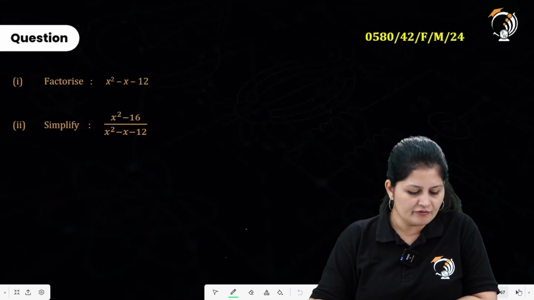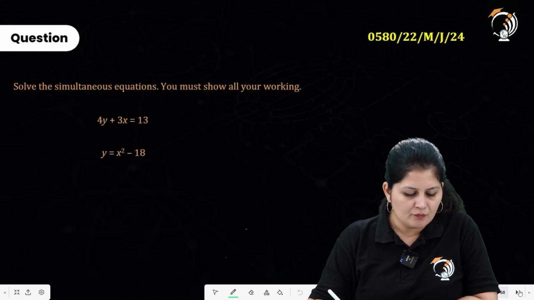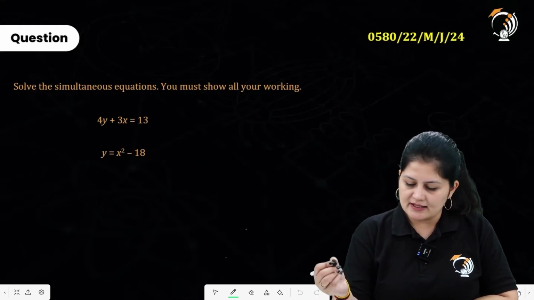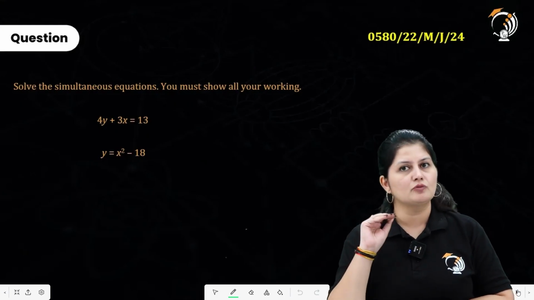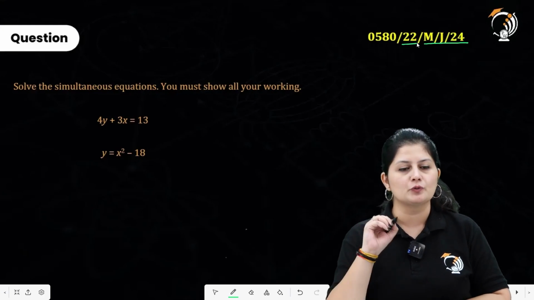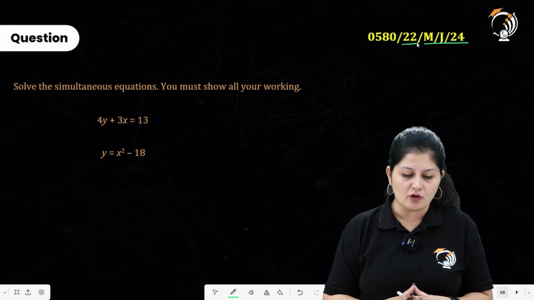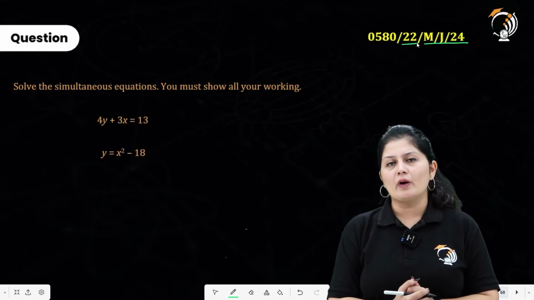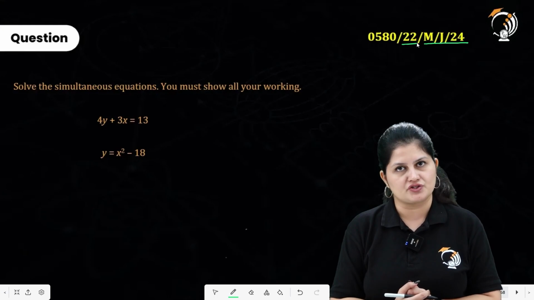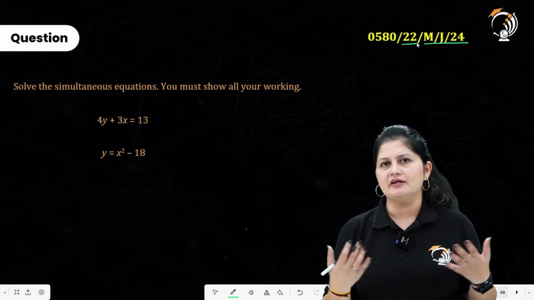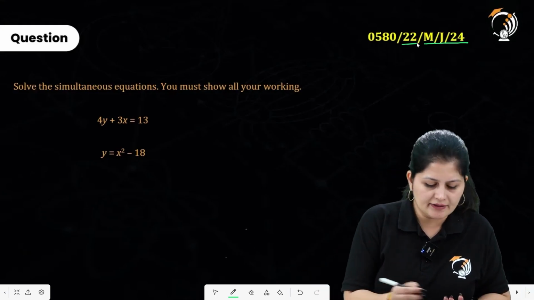Moving further, we have already done this question. Okay, moving forward to one more question. This is an important question from your paper, which says solve the simultaneous equations and you must show all your working. This is from the paper of May-June 24, variant 2-2. What we can observe in this question is that of the two simultaneous equations, one equation is actually a quadratic equation, correct? But it is not at all a problem for us. We know the value of y. We can use a substitution method, right?